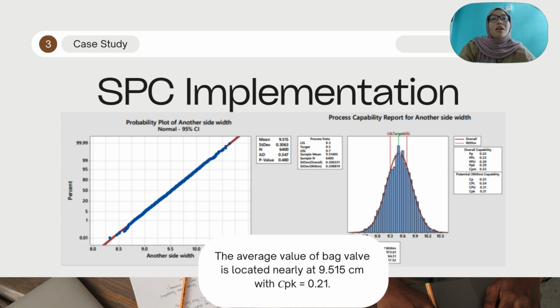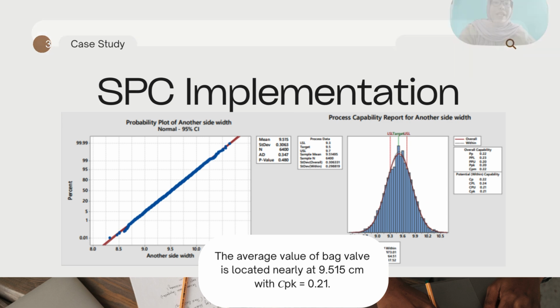312 samples were out of control for valve width dimension, and about 2,496 bags of a total of 6,400 with a ratio of 39% defective.